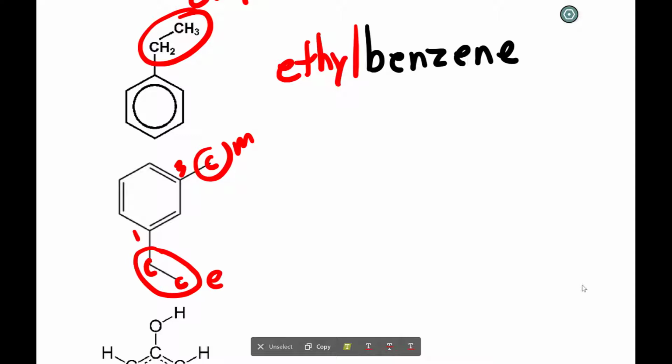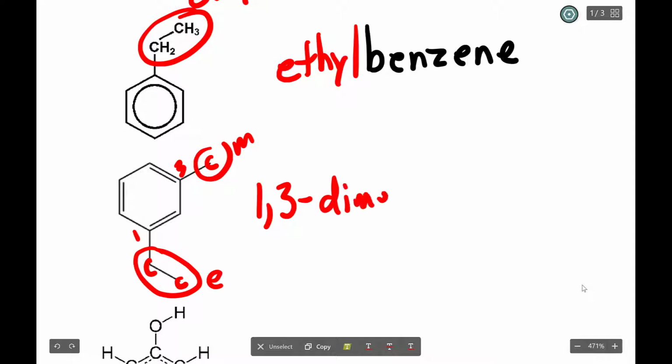Normally we're just trying to number things to keep the side groups as low as possible, but in a cyclic type of structure like benzene is, there's always going to be a 1 something else. And I'm going to talk about that a little bit more here. Okay, so this would be 1,3 dimethylbenzene.